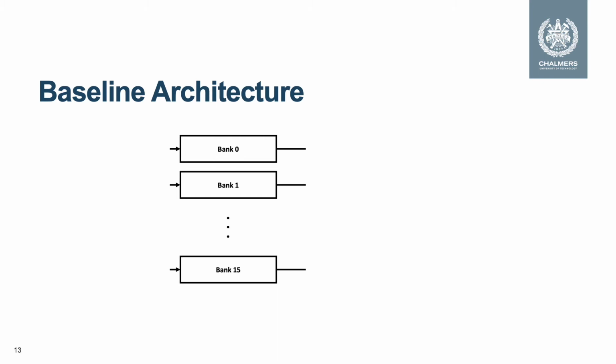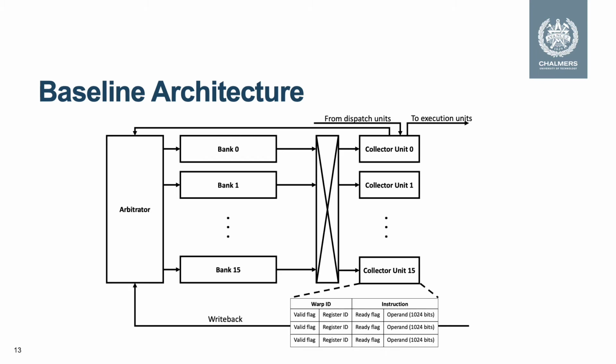Before presenting our proposed register file organization, I will discuss how the baseline architecture works. In the baseline, the register file is divided into a number of banks, where each bank can be accessed once each clock cycle. And in order to access these efficiently, a structure called an operand collector is used. When an instruction comes from the dispatch units, it is allocated to one collector unit, and it remains there until all operands are collected.